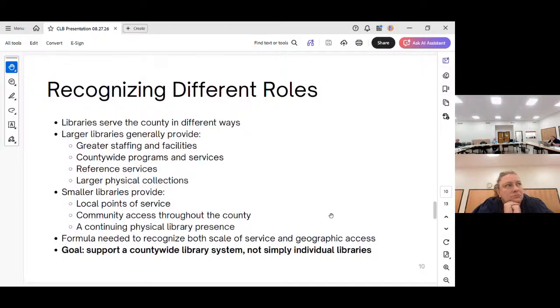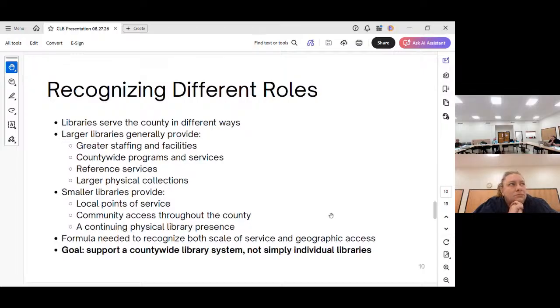They support countywide programs and services. They provide the bulk of reference services. So often staff at the Coos Bay Public Library will receive phone calls from people throughout the county who have been referred to them to provide reference support. They have larger physical collections. We also valued that smaller libraries are providing local points of service. And that was the intention of our library district's master plan. When the voters formed our library district, they could have decided to do bookmobiles, but that's not what they decided. They decided to have multiple libraries throughout the county of different sizes, and they funded that.